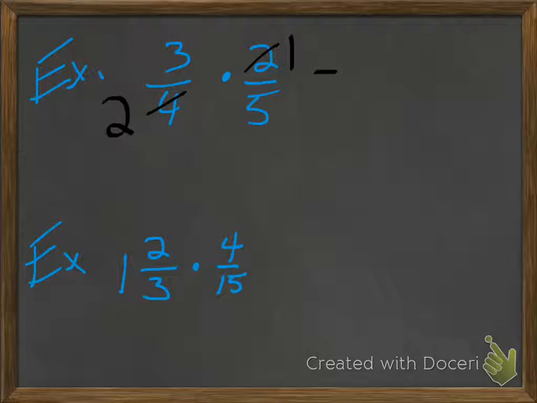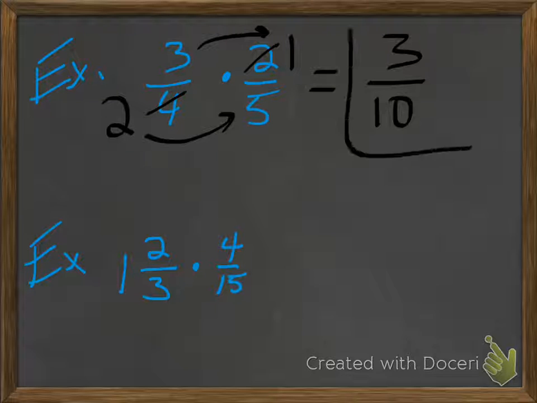So now we do multiplication. Top times top, so 3 times 1, 3. And 2 times 5, which is 10. Now it's already reduced. We're done. Now the reason why we do this is because if we do top times top and bottom times bottom before we reduce, it could actually give us some big numbers on top and big numbers on bottom. It makes it really hard to reduce. So it's easier when you reduce first when it's already split up. So let's do another one.